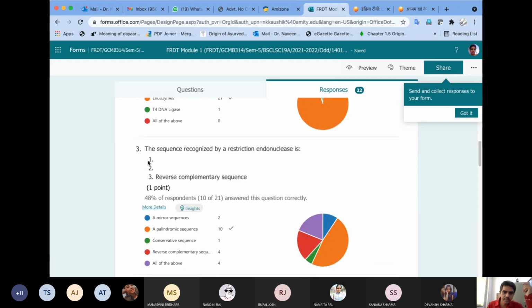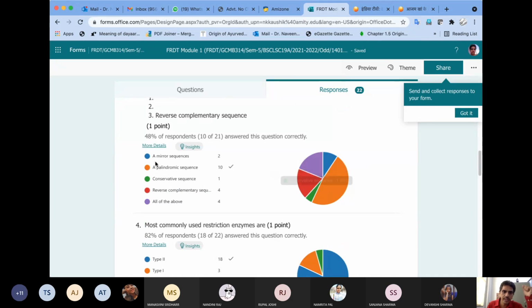Okay, third question. There are some typographical errors, but the question is up to this point only. The sequence recognized by restriction endonuclease is, so what is the property of that? A mirror sequence? No. The answer is a palindromic sequence. That is the right answer. Conservative sequence? No. Reverse complementary? No.